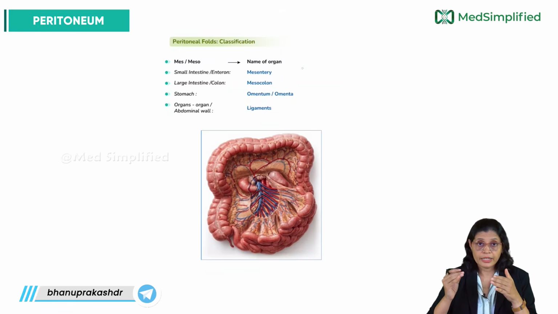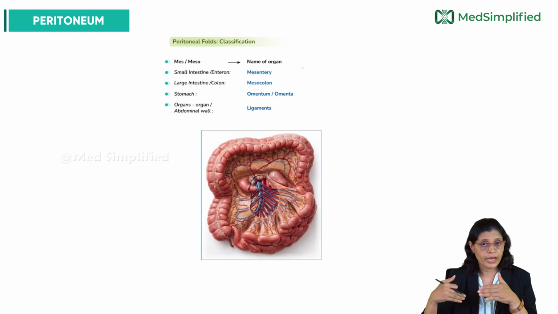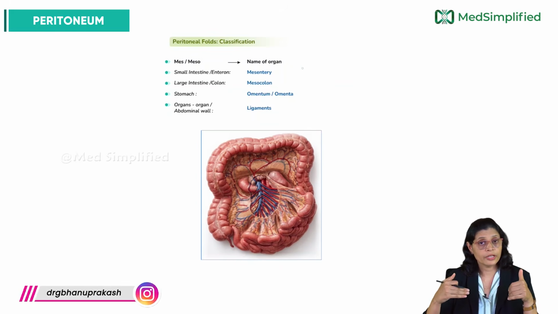Then we have the ligaments like gastrosplenic, gastrophrenic, and phrenicocolic. As the name says, gastrophrenic goes from the stomach to the diaphragm, gastrosplenic from the stomach to the spleen, and splenorenal from the spleen to the kidney. And then we have the phrenicocolic, from the diaphragm up to the left colic flexure. All of these help to support or hold the organs in place. That is the function of these peritoneal folds.